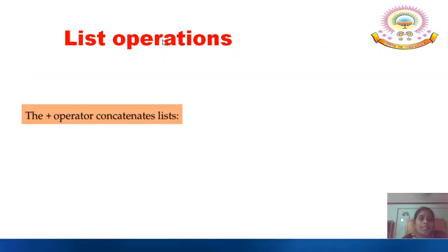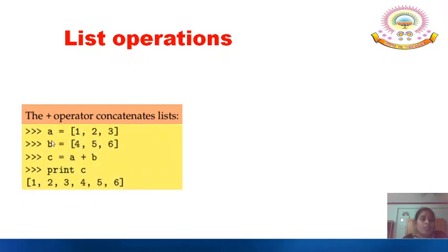Now let us understand list operations. If you are using the plus operator, it concatenates the list. See here, A is having 1, 2, 3 as the list items. B is having 4, 5, 6 as the list items. If you take C as A plus B, that means you are going to combine 1, 2, 3 and 4, 5, 6 and it will be printed like this.